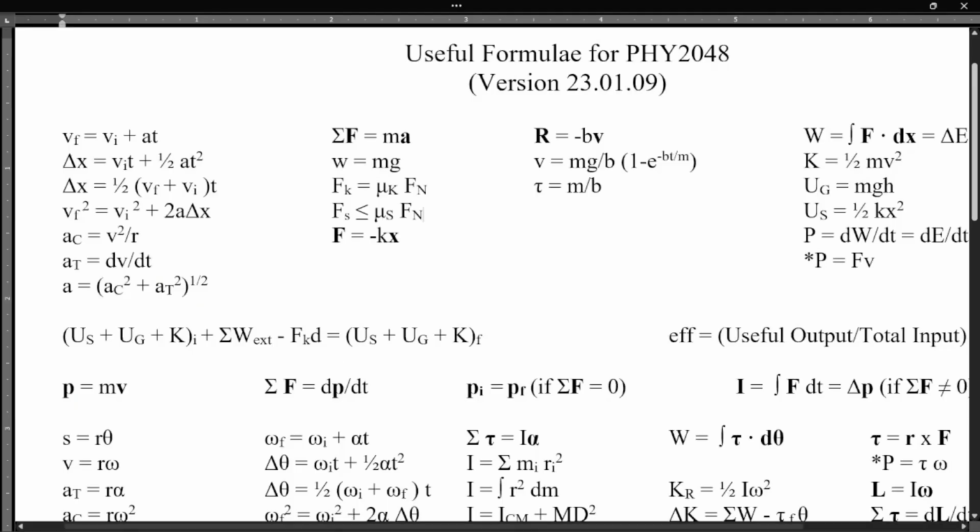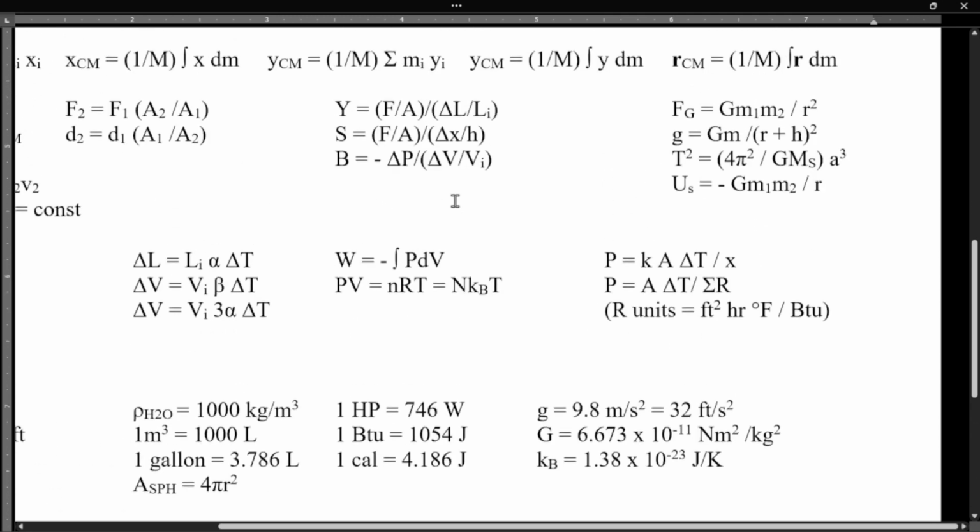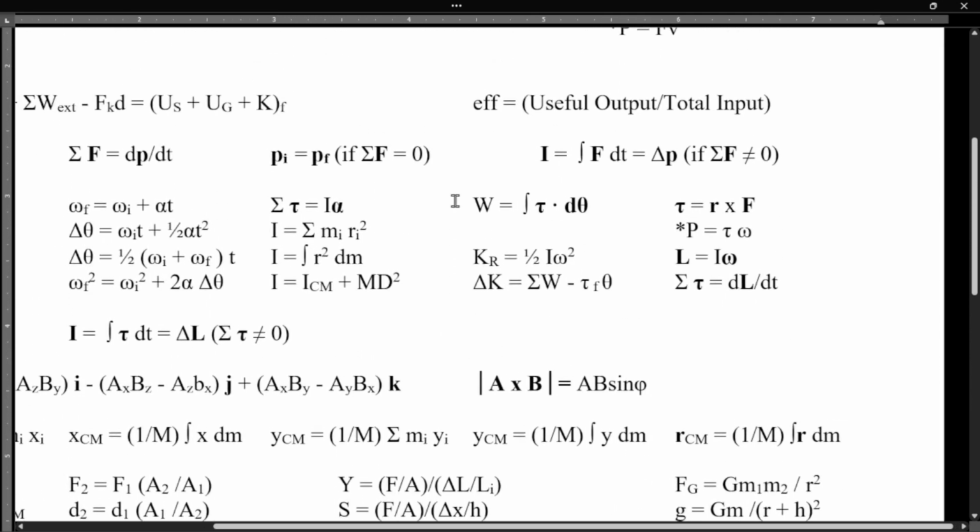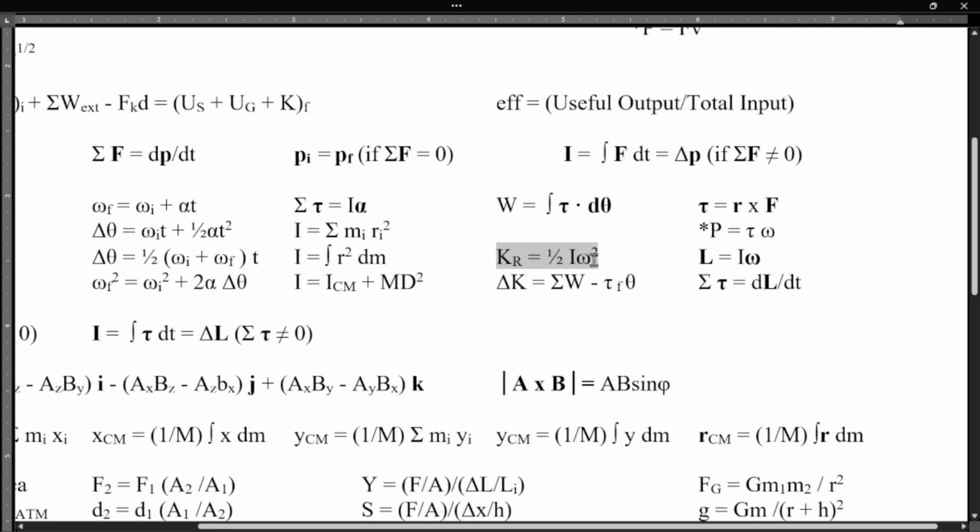So if we go down a little bit, we will find this equation right here. This is going to be used for our rotational kinetic energy. That's what K sub R stands for. In order to find the energy here, we have to know the moment of inertia of the object that's spinning. So that means we have to know the moment of inertia of a ring, and it's a ring because it gives us two different radii, an inner and outer.